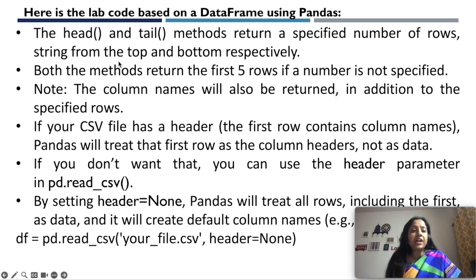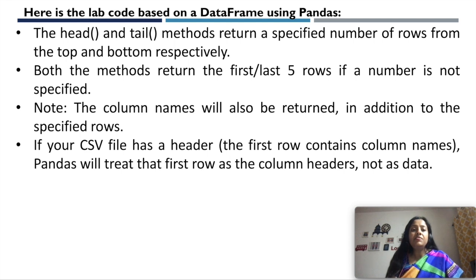We have also provided an explanation about the head and tail methods here. The head and tail methods return a specified number of rows from the top and bottom respectively. Both methods return the first or last 5 rows if a number is not specified, as I already said to you. Please note that the column names will also be returned in addition to the specified rows. If your CSV file has a header, the first row contains the column names, right? Pandas will treat that first row as the column header and not as data.